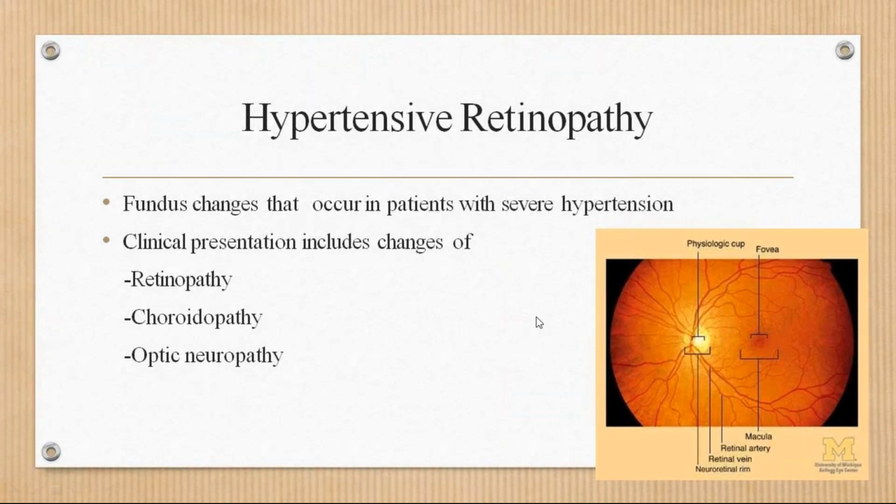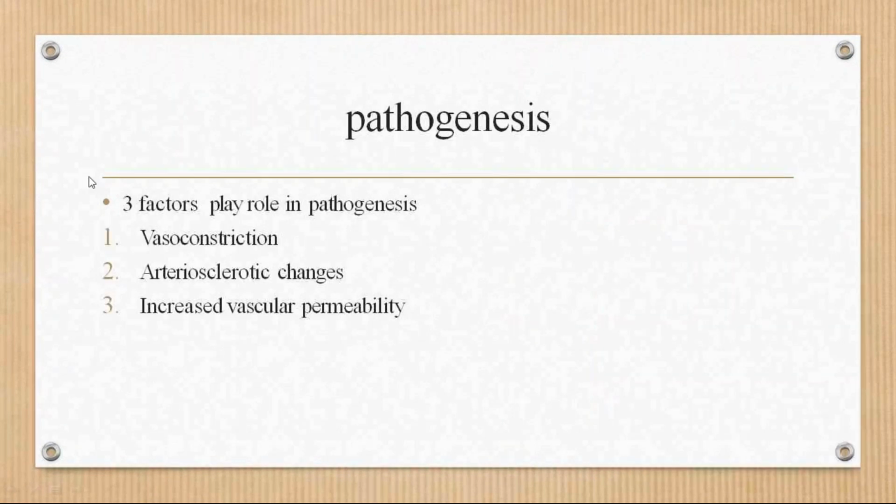Okay, so what is the pathogenesis? There should be some reason why it affects the fundus, the retina, the choroid, or the optic disc. So there will be vasoconstriction, there will be atherosclerotic changes, there will be increased vascular permeability. You have to write this part in your answer sheets when asked about hypertensive retinopathy. So the pathogenesis has 3 points.